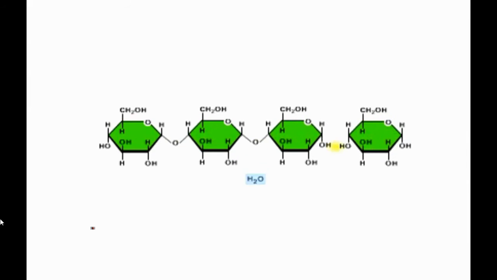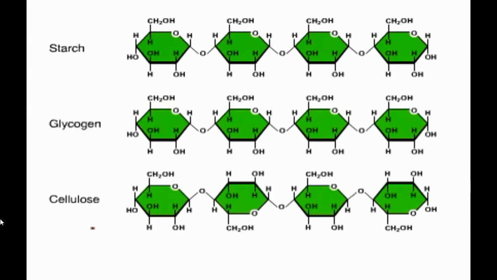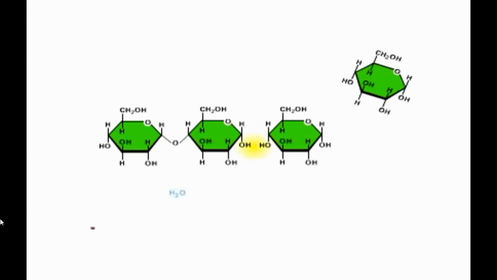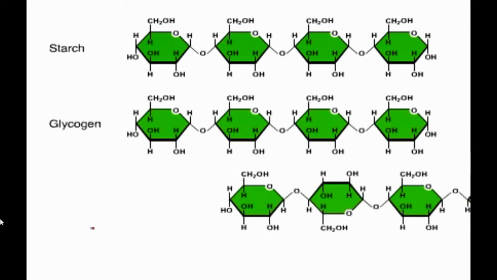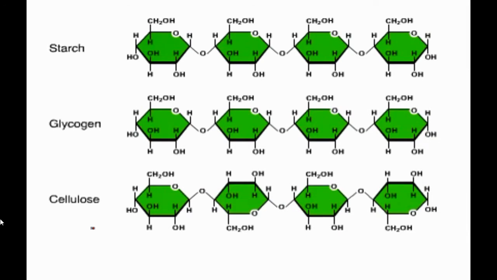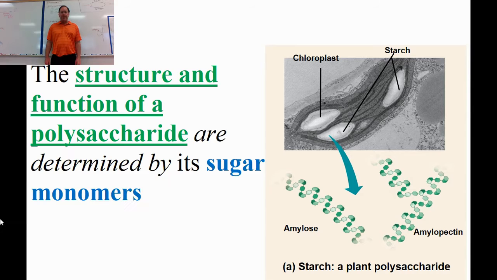Polysaccharides are polymers, long chains consisting of hundreds to thousands of linked monosaccharides. Okay, I showed that to you twice because you can see the dehydration reaction when they come together, and then the three representative ones that we're going to be talking about are starch, glycogen, and cellulose.